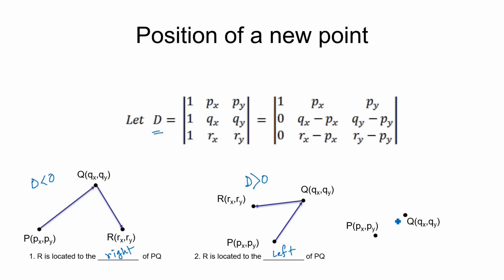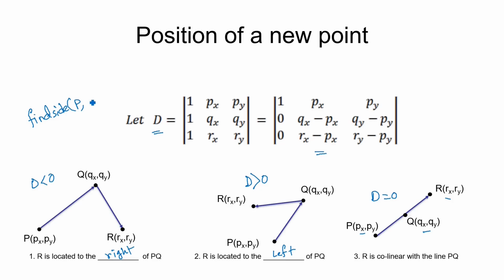And if the determinant is 0, then the points are collinear. So if the determinant is 0, then R is collinear with points P and Q. So if we know the coordinates of the points, then we can use the determinant to find the side of a new point with respect to the straight line joining two given points. So we can define a function find side and pass 3 points as the parameter, and it can compute and tell us the location of the new point with respect to the given 2 points.